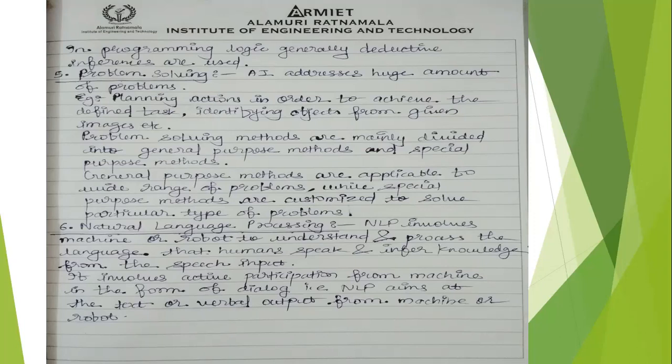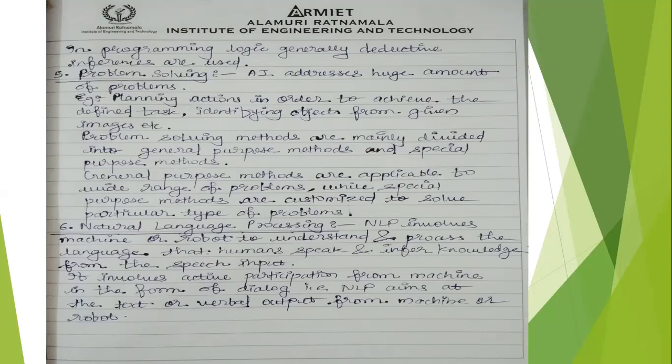Now next is natural language processing. NLP involves a machine or robot understanding and processing the language that humans speak and inferring knowledge from speech input. This means the machine should not only understand English or the language which humans are speaking, it should also infer knowledge. It should also understand the meaning of what is being spoken by the human being. Okay, the intelligence is imparted to the machine.